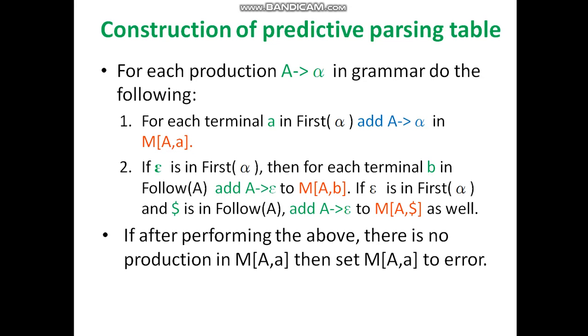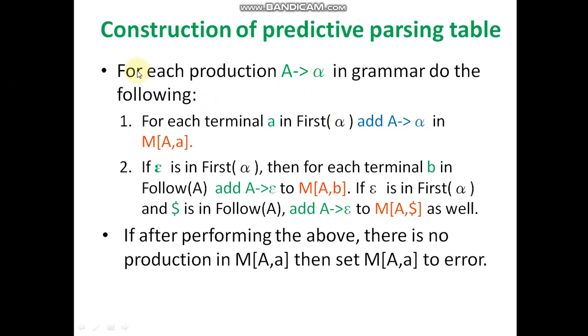Hello friends, let us see how to construct the predictive parsing table. So this is the algorithm for construction of the predictive parsing table. The input for this algorithm is the context free grammar G, and the output of this algorithm is the predictive parsing table, indicated by capital M.